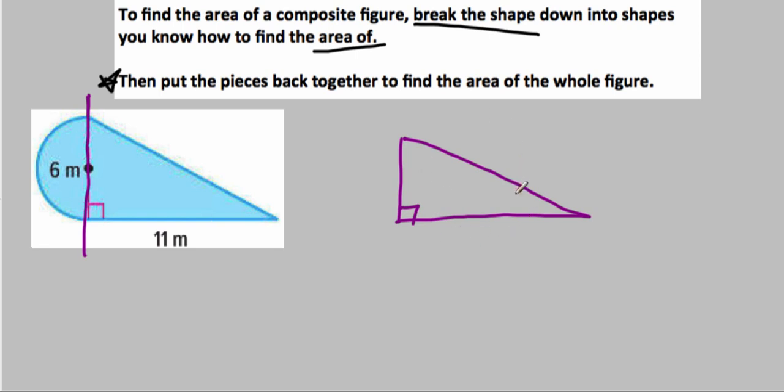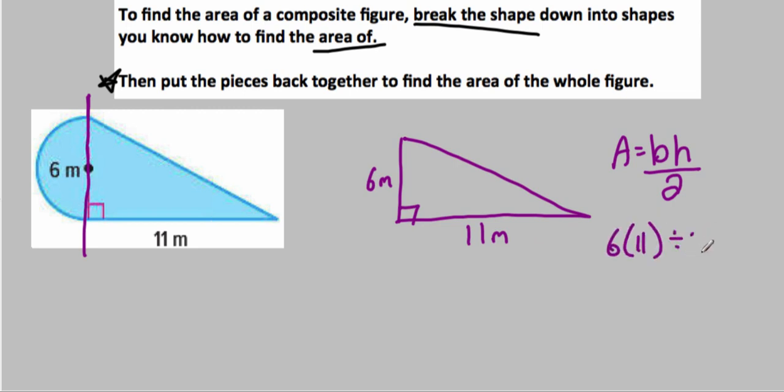So this one's a triangle. To find the area of a triangle, I know I want to do base times height, but then I have to divide by 2. So first I need my base. Well, that's my 11. And then I need the height of my triangle. Remember, always look for that right angle. Well, this measurement going up is this piece right here. That's my 6 meters. So to find my area, I do 6 times 11 divided by 2. 6 times 11 is 66. Divided by 2 is 33. We're dealing in meters, so meters squared. That's the area of just my first shape.